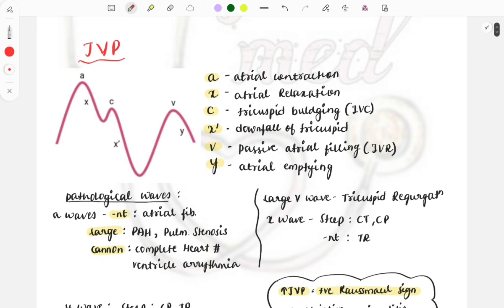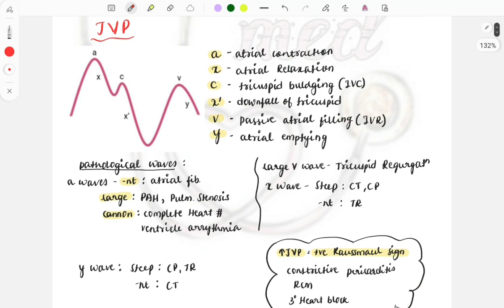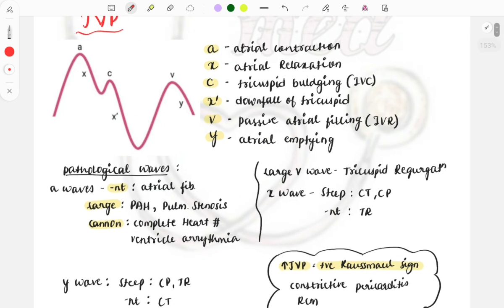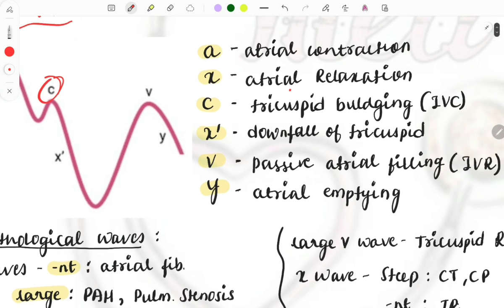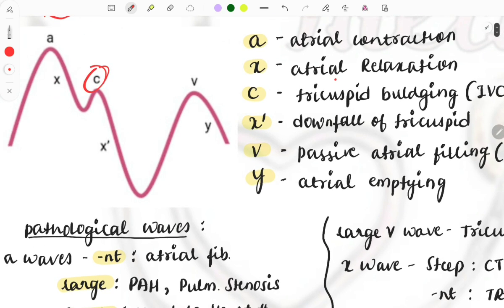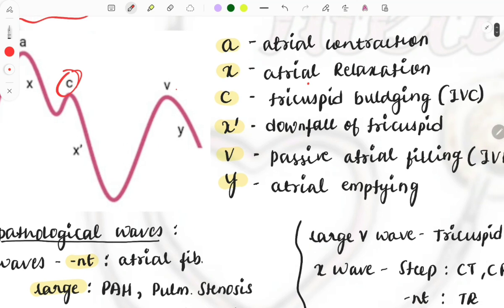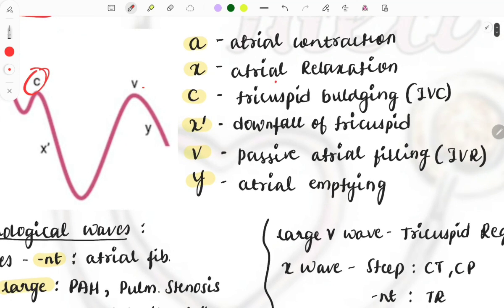Then moving on to another very important topic, JVP, an integration with the physiology, then from the medicine, and you need to remember all the things regarding this JVP, which changes are seen in which disease, and along with that you need to also remember which wave signifies what. Like here A stands for the atrial contraction, S stands for the atrial relaxation, C for the tricuspid bulging, and this happens in the IVC phase, that is the isovolumetric contraction phase. Then downfall of the tricuspid. Then V is passive atrial filling.